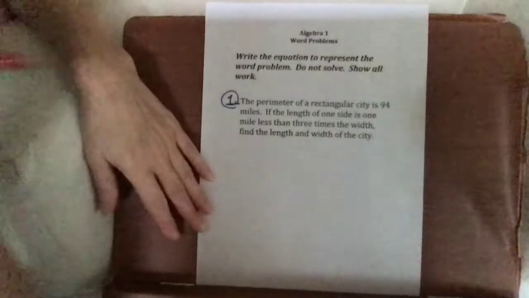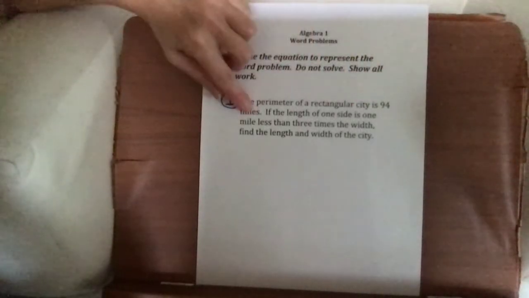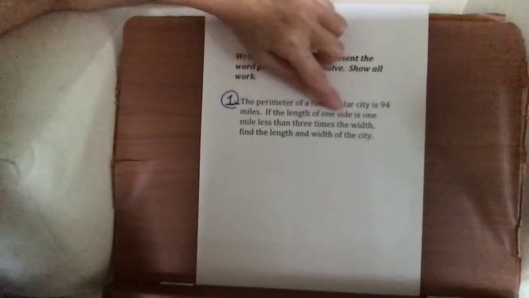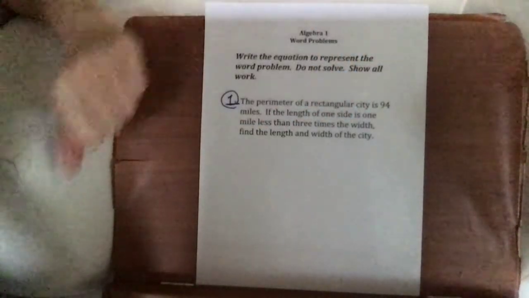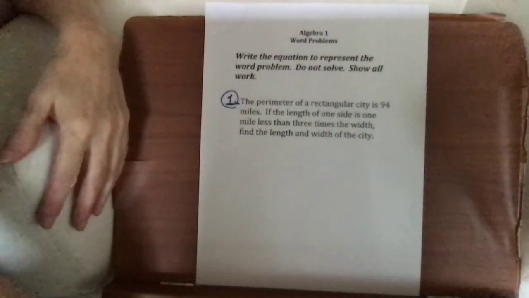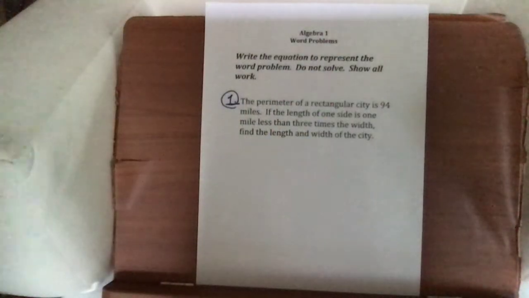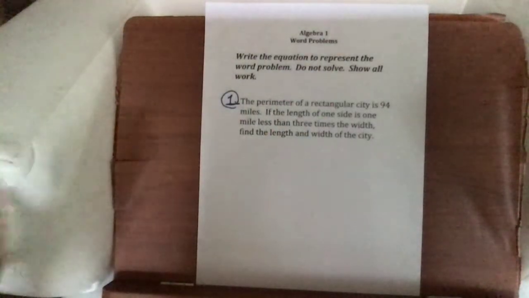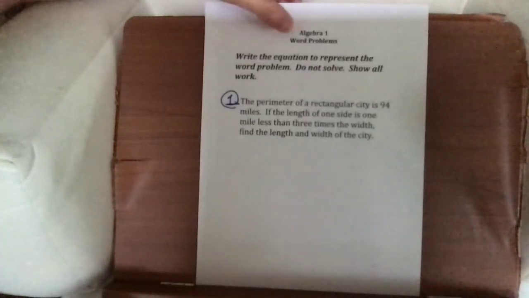So the first problem we have is: the perimeter of a rectangular city is 94 miles. If the length of one side is 1 mile less than 3 times the width, find the length and width of the city. So a typical word problem. Most of us go right for find the length and width of the city, and we try to guess and check, and we try to answer that question before we even come up with an equation that would help us to get that answer.